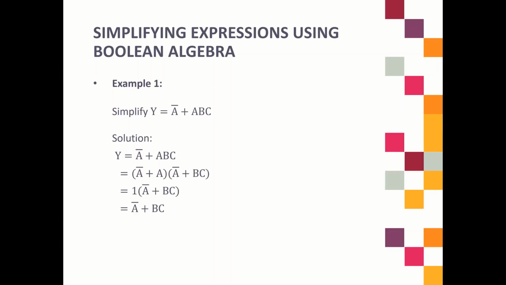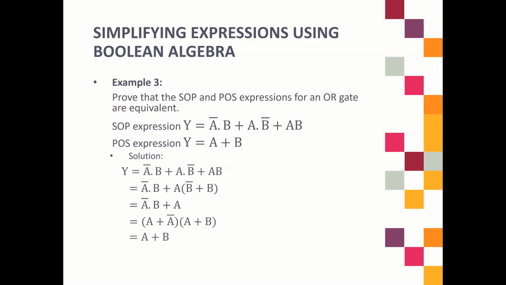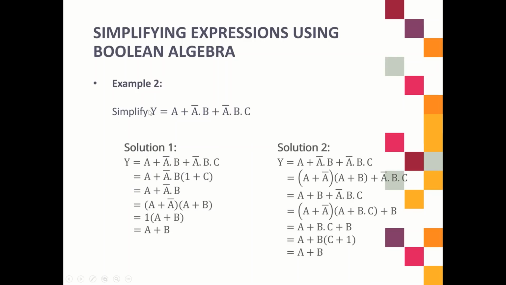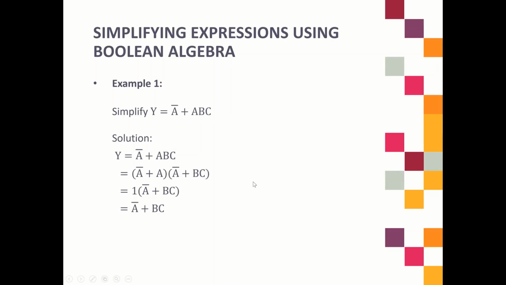So for today's lecture, I will show you some examples of how we can simplify expressions by using Boolean Algebra theorems. Okay, for example 1, this is the question. You need to simplify Y. Y equals A bar plus BC, plus A bar and B and C. So this is the question. How can you simplify these expressions?